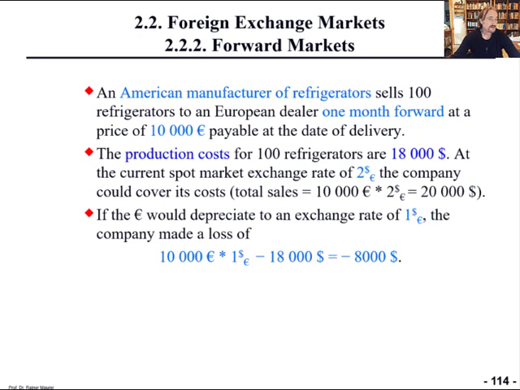If, however, the euro would depreciate against the dollar, let's say to an exchange rate of $1 per euro, the company would make a loss. Because in this case, 10,000 euro would have a dollar value of $10,000, and that is clearly not sufficient to cover the costs, such that the company would end up with a loss of $8,000.